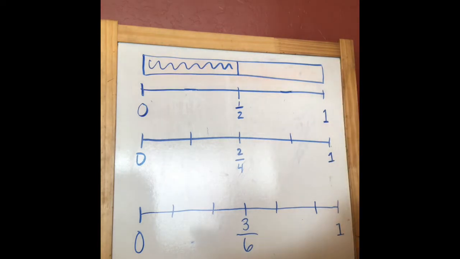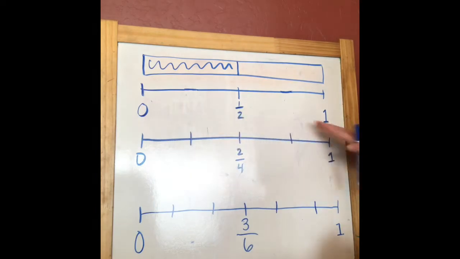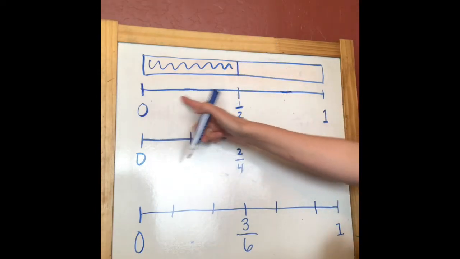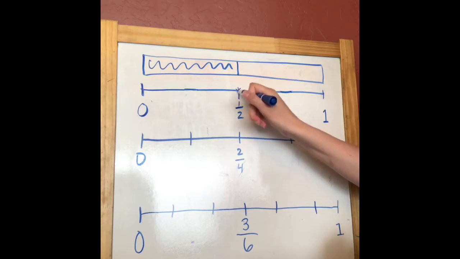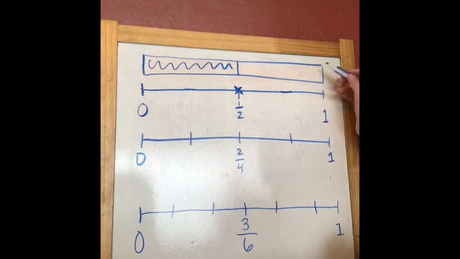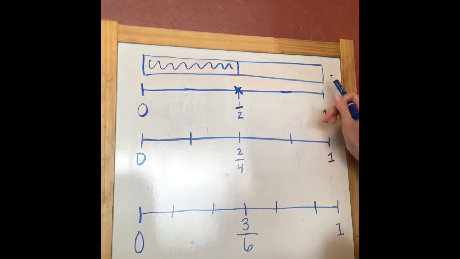Now let's talk about fractions using a number line. If we have a number line from 0 to 1, if I cut it right in half, then this would be where 1/2 is on my number line. Now, I like to draw a little rectangle the same length as my number line above it to show 1/2 as a rectangle as well.